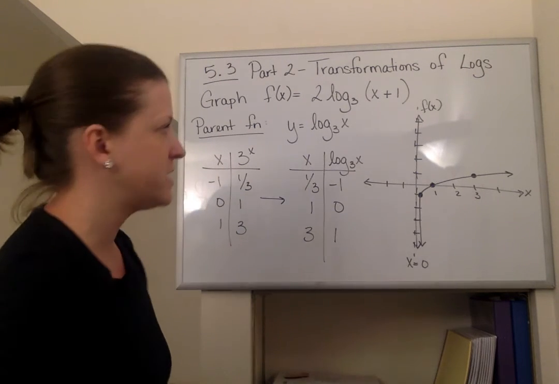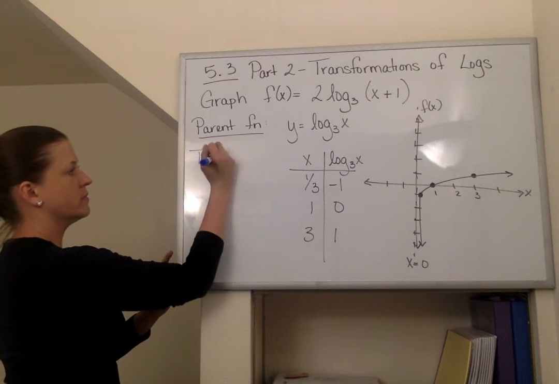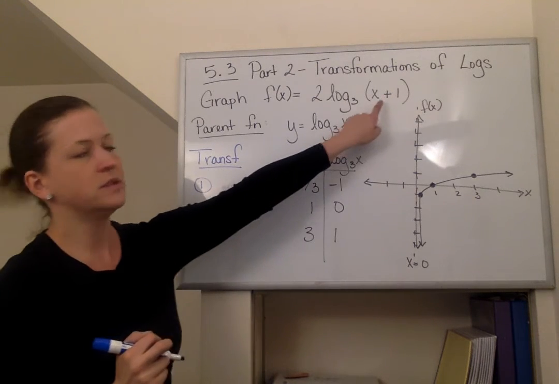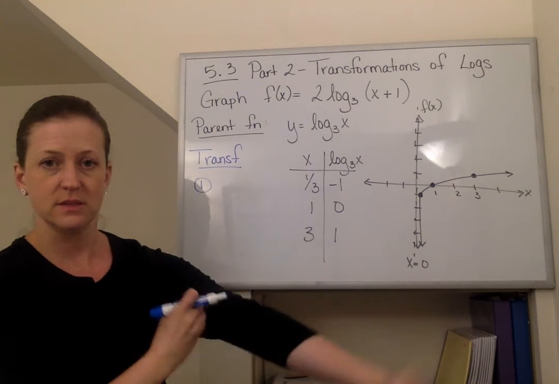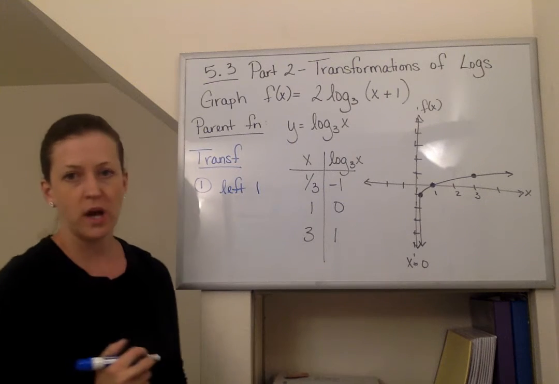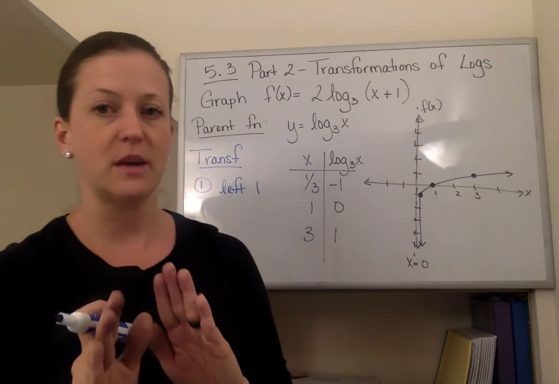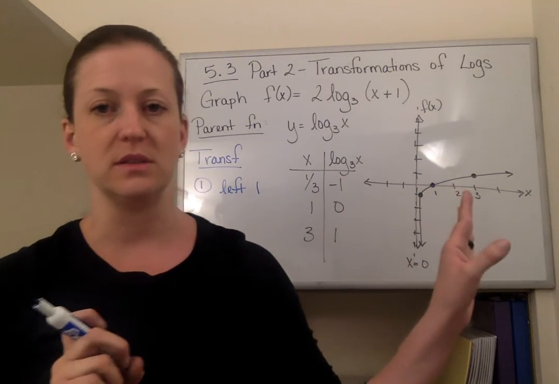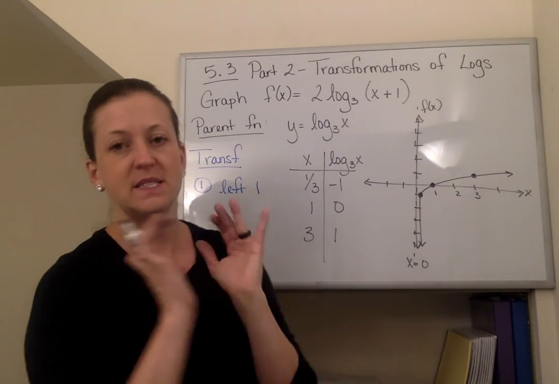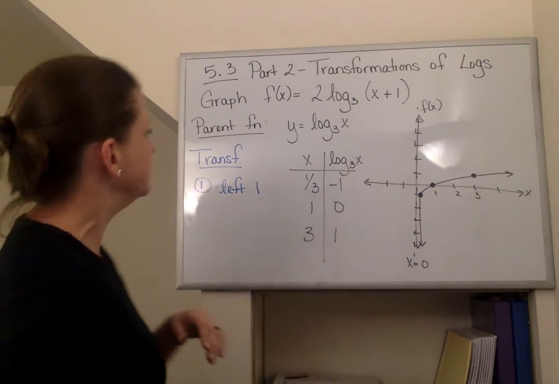So now, my transformations. Let me see if I can fit this. So first off, I'm going to do inside the parentheses. So I'm going to shift to the left 1 unit. So the big difference between the first example and this example, the first example, that +2 was not inside the parentheses. So that's why we moved it up. But here, the x plus 1, that's in the parentheses. So that's a horizontal shift, so it goes to the left.